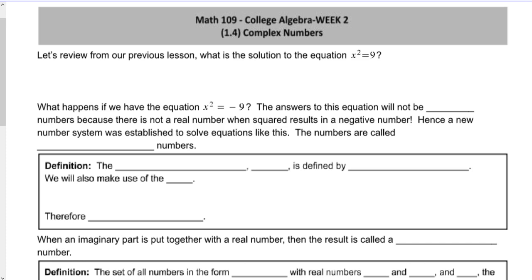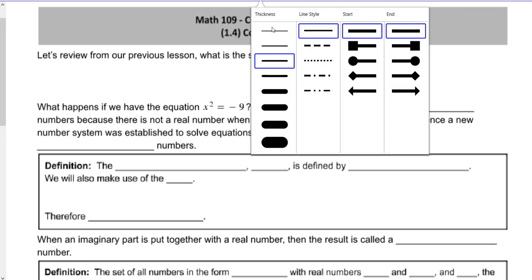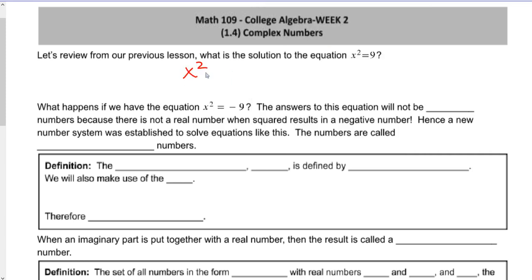So let's review from our previous lesson, which was part of 1.5, how do we find the solution to the equation x squared equals 9? Well, if we want to get rid of that square in that equation, then if I have x squared equals 9, I have to undo that square, and that undoing is done by square rooting both sides. Now, when we talked previously, on this side there's actually two answers that work. There's a plus version and a minus version that works.